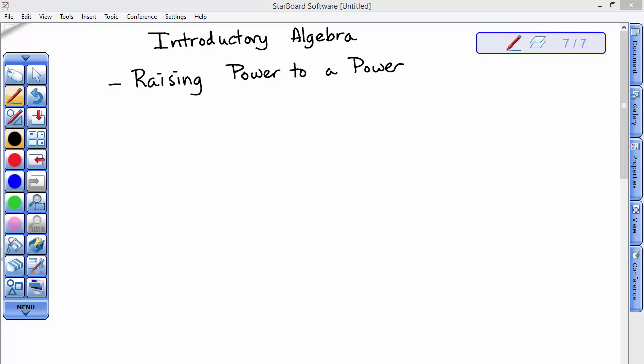Okay, next we need to understand how to raise a power to a power. So for example, if I asked you to take x to the second and raise it to the third power, here's what I mean longhand. I mean take the base of x squared and write it down three times. Multiply times itself three times. That's the longhand way of figuring this problem out in case I forget the trick to doing this. But when I multiply, I add my exponents, and 2 plus 2 plus 2 is 6.